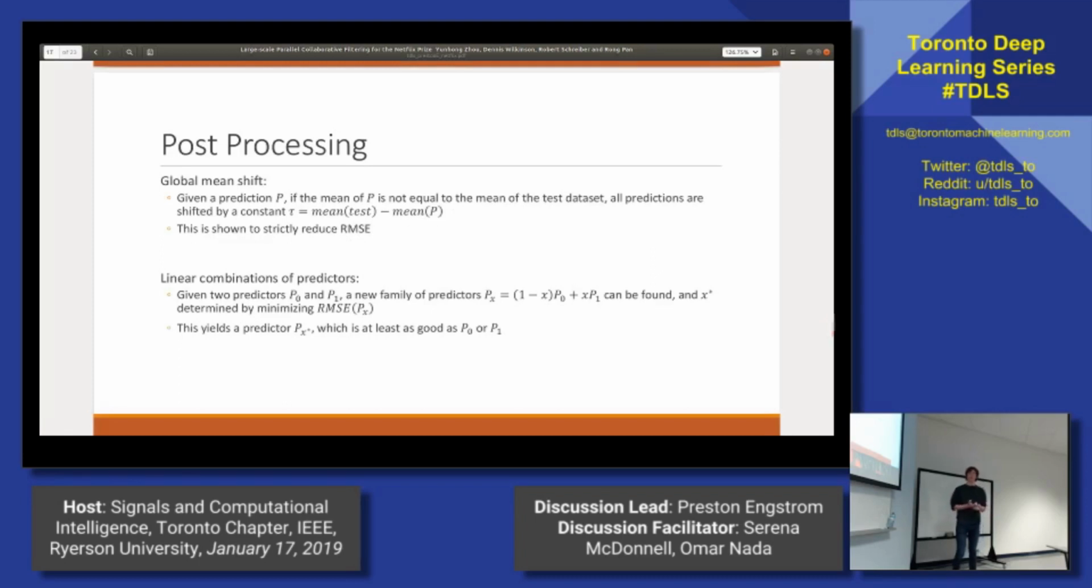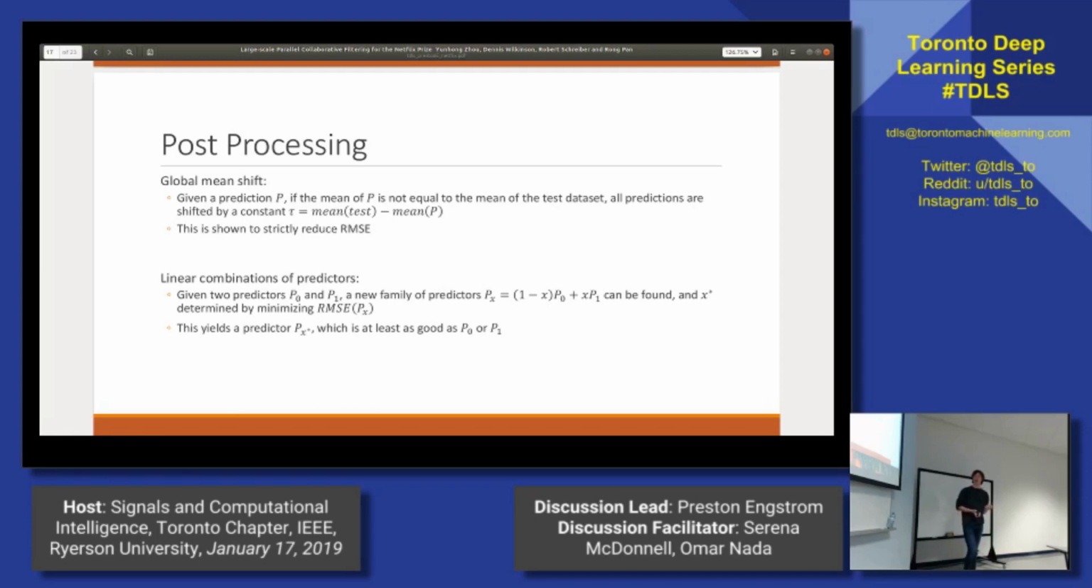They also discuss a few post-processing techniques that they use to improve the score of their algorithm. One of them was just a global mean shift. So given a predictor P, if the mean of that predictor for a given set of data is not equal to the mean of those ratings on the data set, they just shift all their predictions by the difference. And that's used in a lot of contexts, and it's been shown to strictly reduce RMSE.